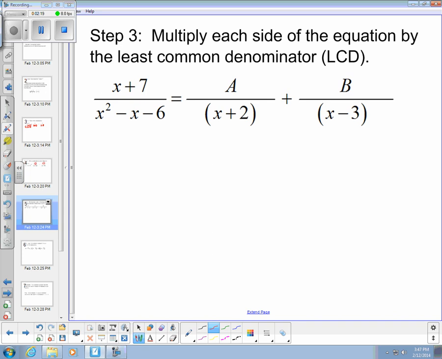Okay, for step 3, we need a way to solve and find out what A and B equal. So what we're going to do is find the least common denominator, and we're going to multiply everything in the equation by that least common denominator. And it's going to be your factors multiplied together. So we're going to do times x plus 2 and x minus 3 to each term.